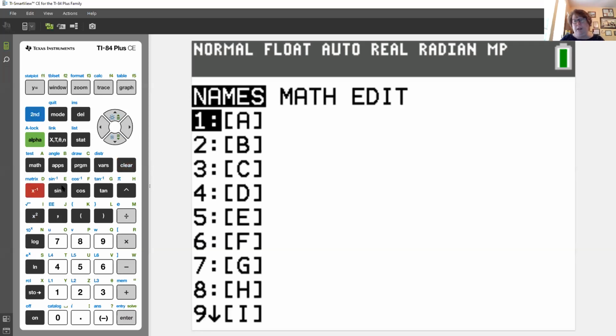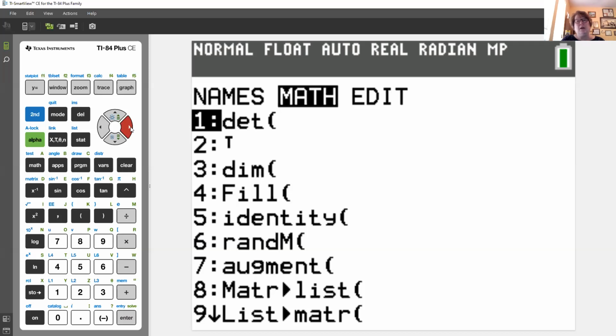So here we are in our matrix menu. The first column in our matrix menu is just the names of our matrices. We have 10 matrices available to us in the calculator, so we can input 10 different matrices. The second column, I'm going to arrow to the right, is our math menu. And this is where we're going to find row echelon form once we input the matrix. Number one, we're going to use in section 6.5.